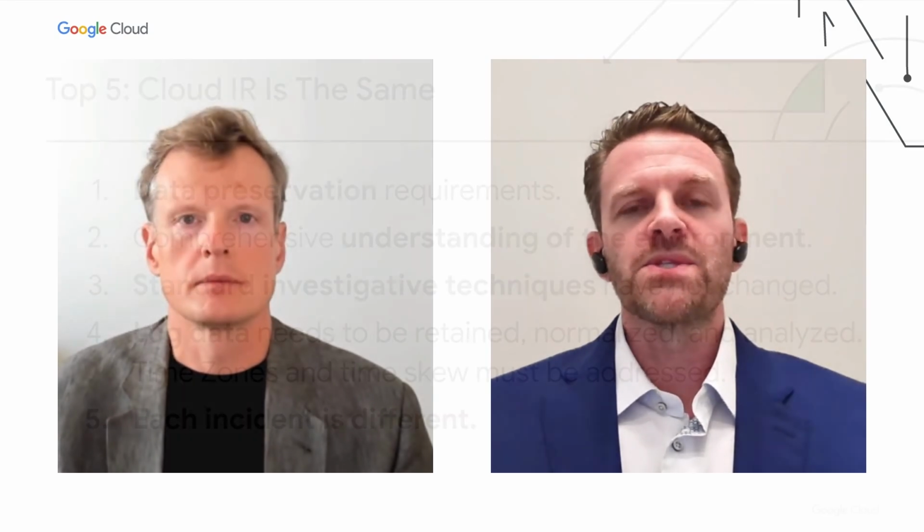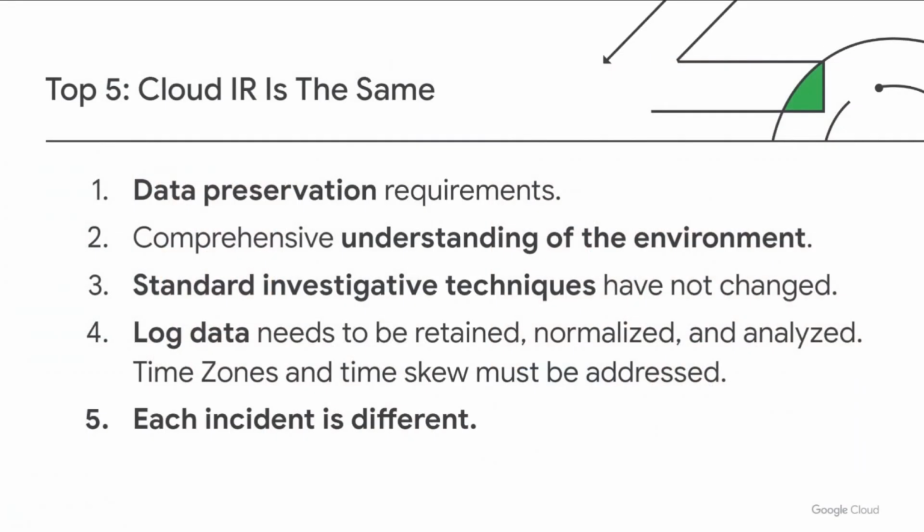The second thing that stays the same is you have to have an understanding of the environment to know what you're investigating. It's very hard to investigate what you don't understand. And so whether it's on-prem or in the cloud, understanding how technology works, understanding how systems communicate with one another, understanding where critical data is. All of these types of understanding are critical regardless of the environment that you are investigating.